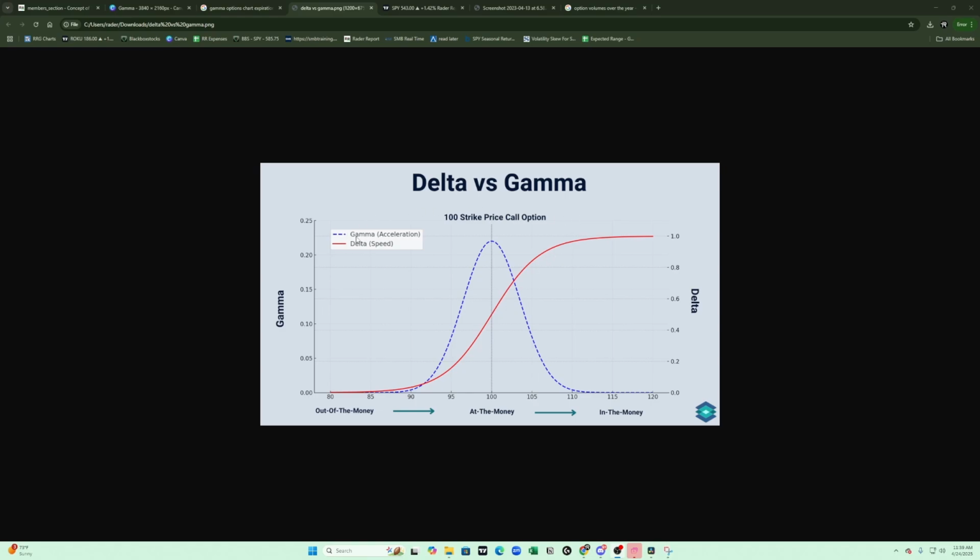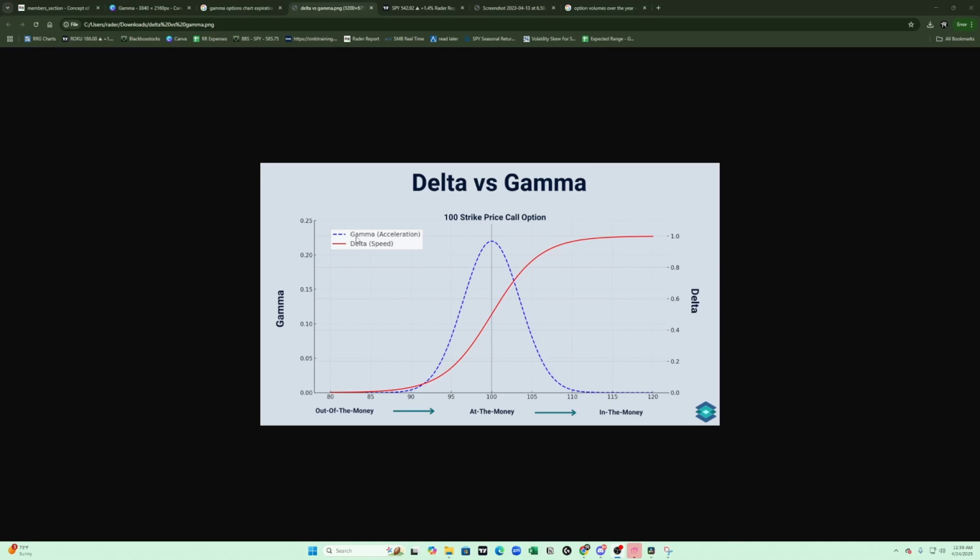Now again, gamma is a measurement. And why that's important is not because we're going to go to the options chain and stare at a gamma number on a screen all day, right? We're not going to pull up an option and go, oh, look at this gamma, it's 0.25. That's not what we're doing here.